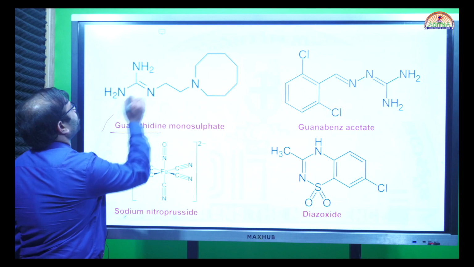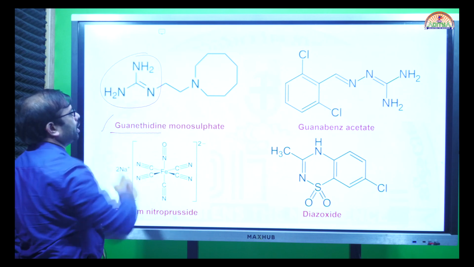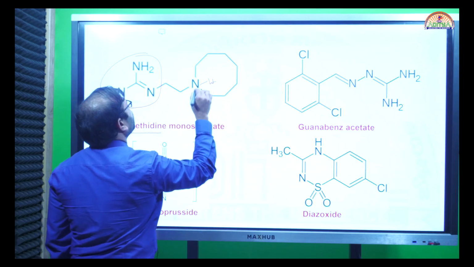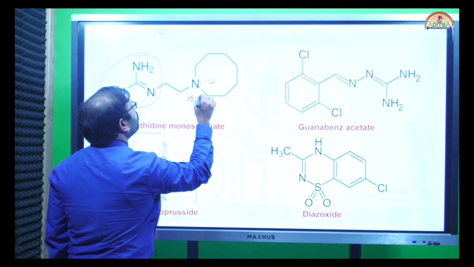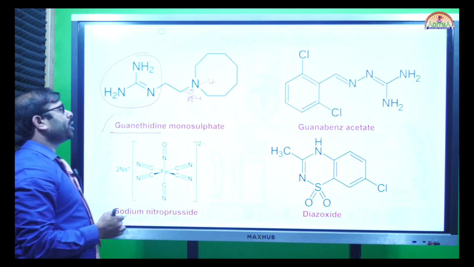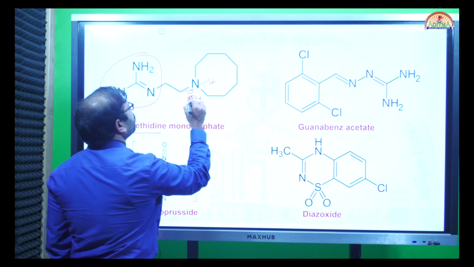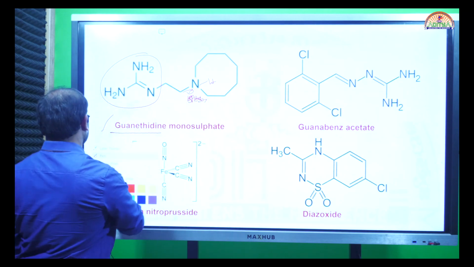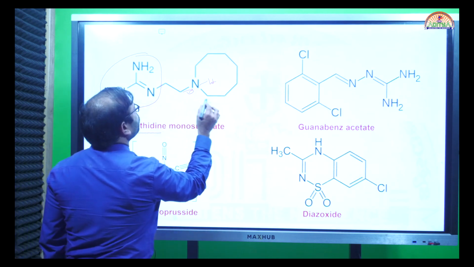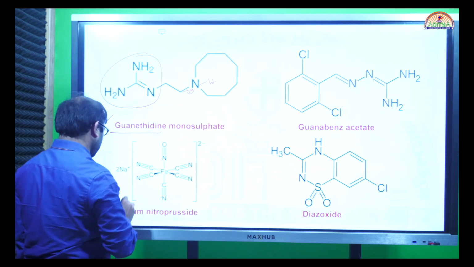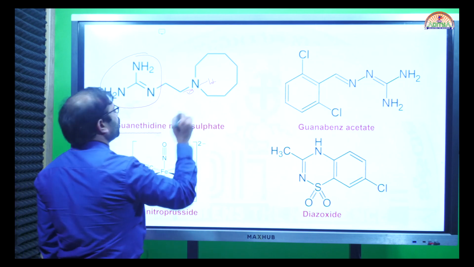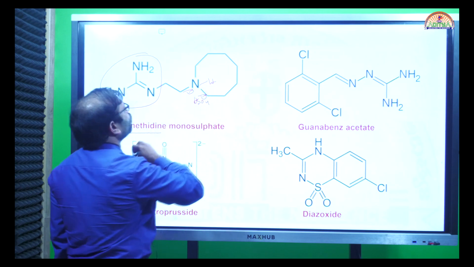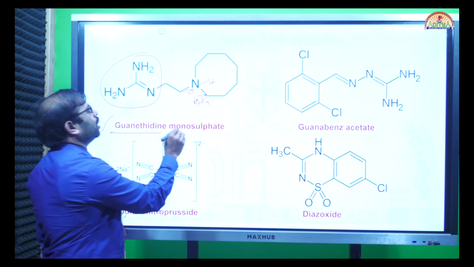So it has a guanyl group. This is called the guanyl group, and this is a thioidine ring, and it also exists in the form of a salt, with a plus and HSO4 minus. Sorry, it is monosulfate, HSO4. It exists in the form of monosulfate, with HSO4 minus. It is called guanethidine monosulfate.